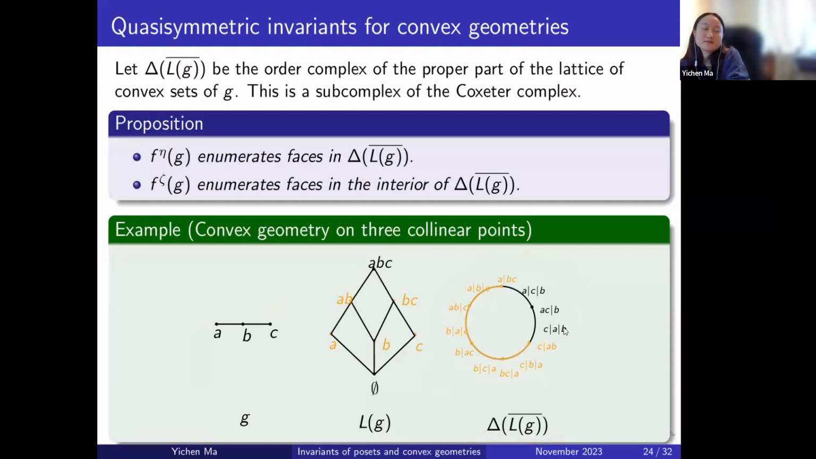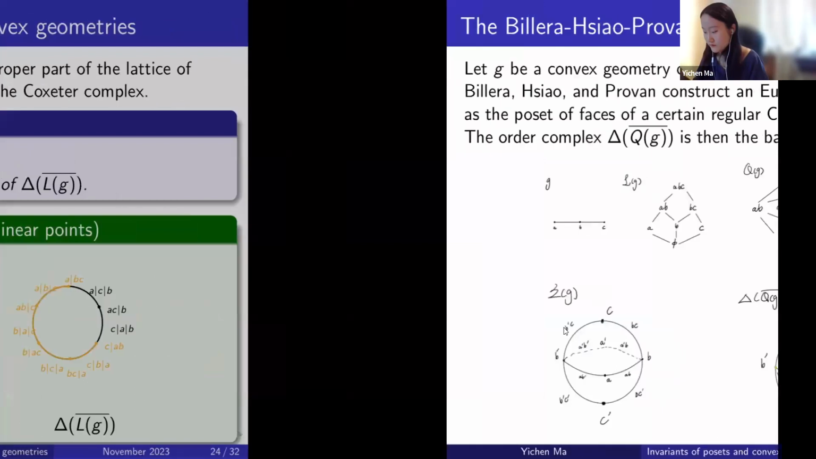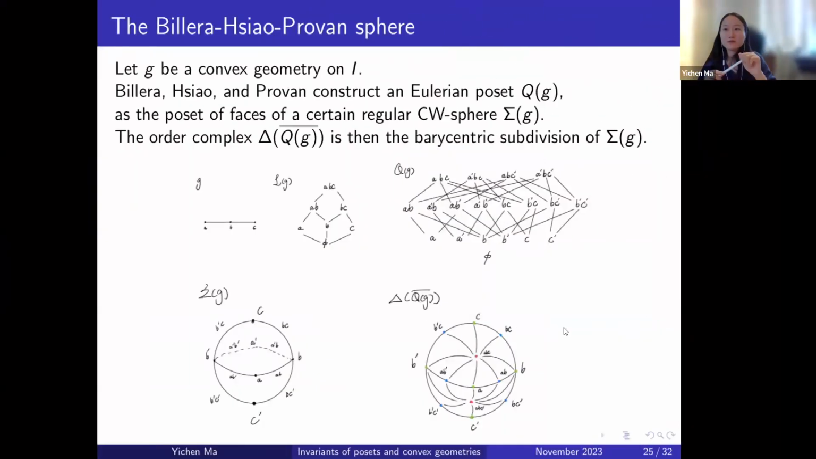Then nice things happen on the quasisymmetric invariants. First, the F vectors corresponding to eta enumerate the faces in this order complex, all the faces. And the F vectors associated to zeta enumerate faces in the interior of this order complex, which means we don't care about what happens on the boundary, but we count everything that happens inside. Okay, and finally, we have where the Bayer-Billera relations happen.